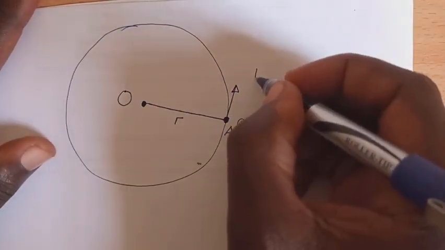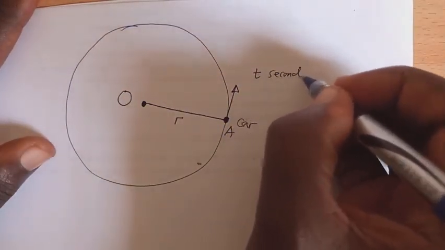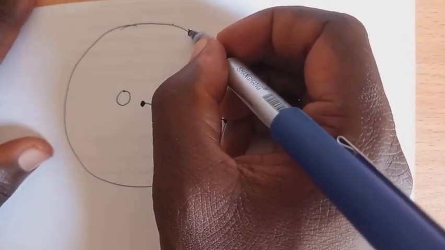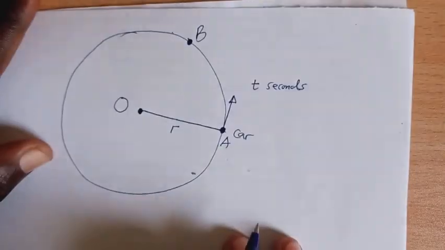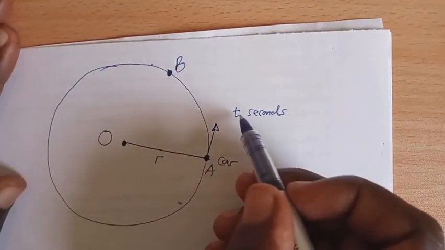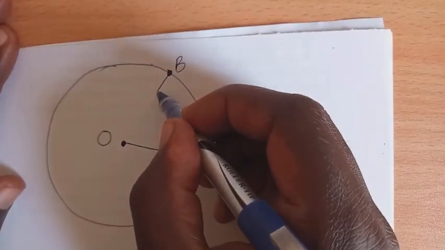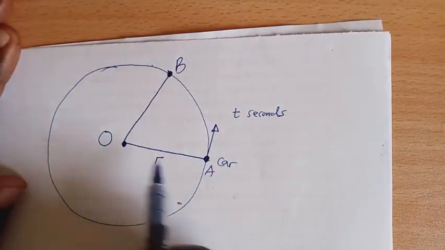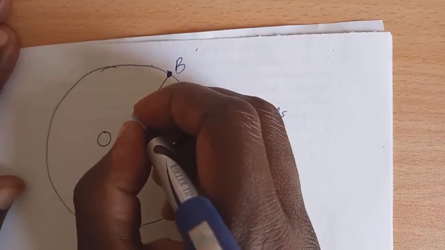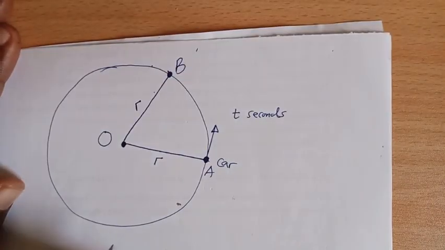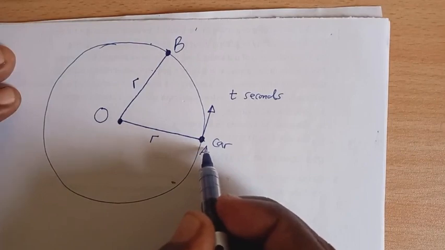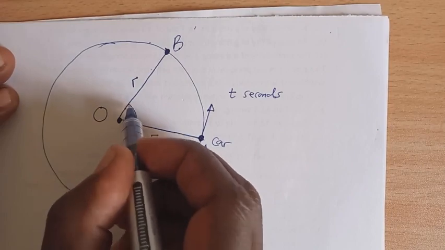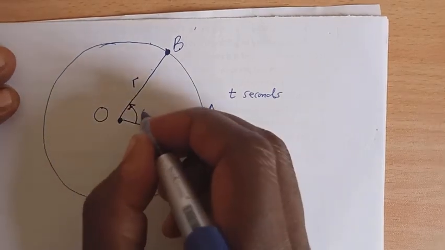Now after some time t seconds, let's say the car is in a new position, and I'm going to call this position B. This is where it is after t seconds. I can draw another straight line from B to O, and the two lines are equal. OA and OB are equal, each one is a radius. Then clearly we see that by moving from A to B, it formed an angle at the center, in this direction. This is the angle theta.